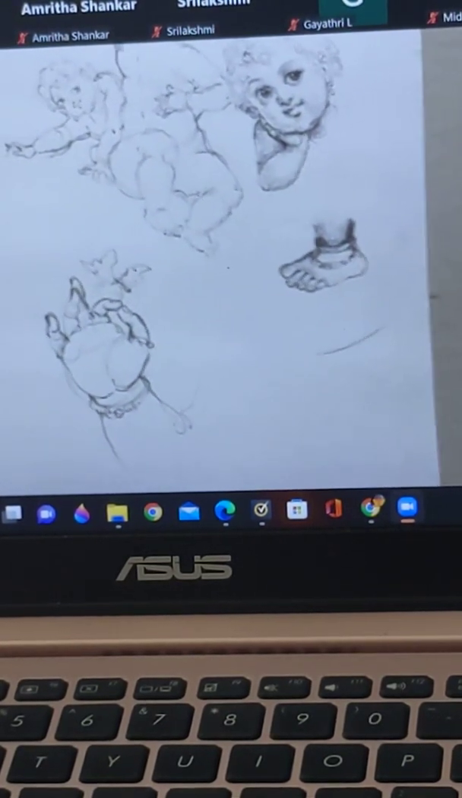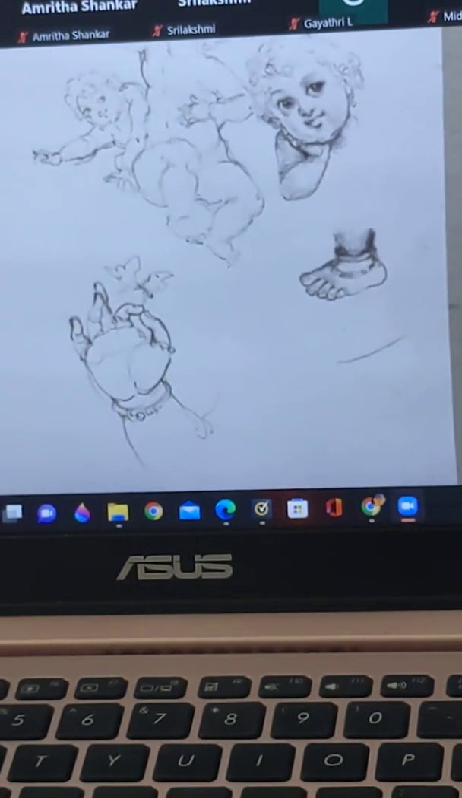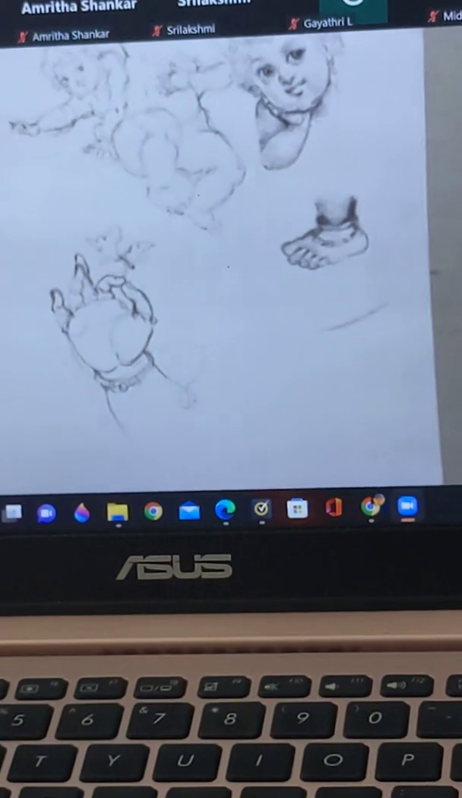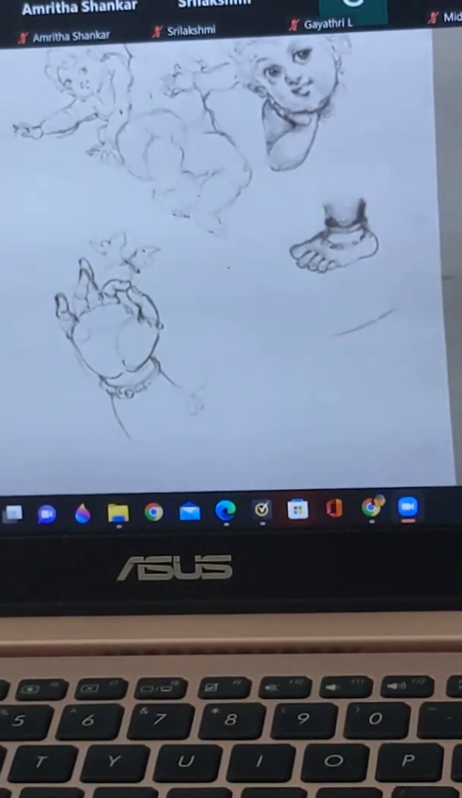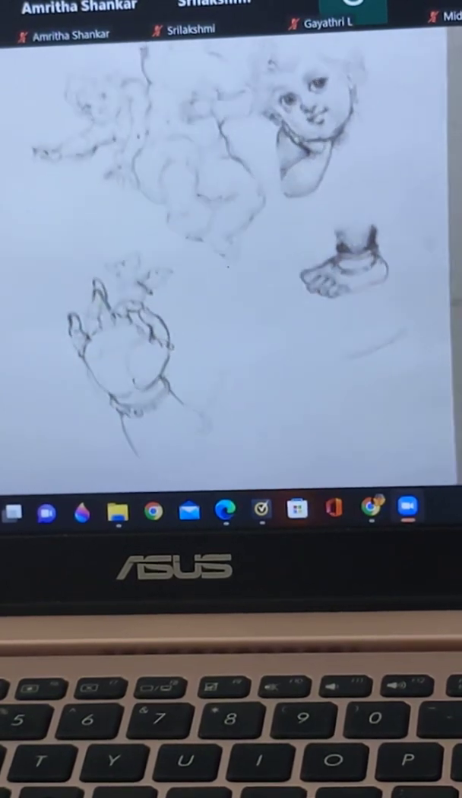If you're drawing one particular person, the shape of the eye can vary or the shape of the nose can vary. The proportion will remain the same, but you'll have to adjust it according to how the person actually looks. Mainly, observation is very important.